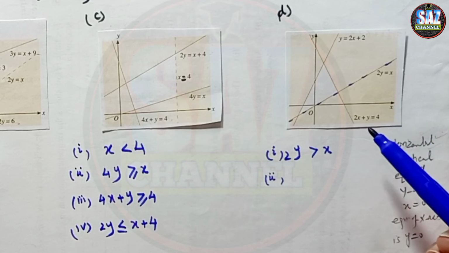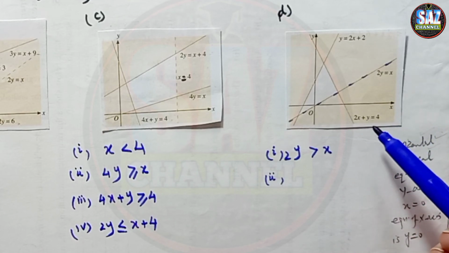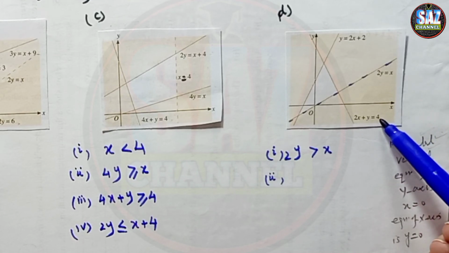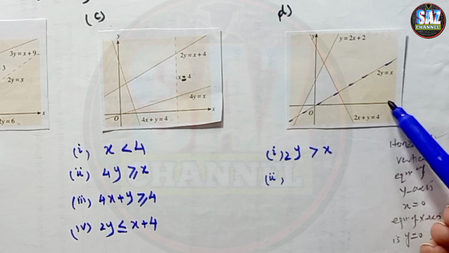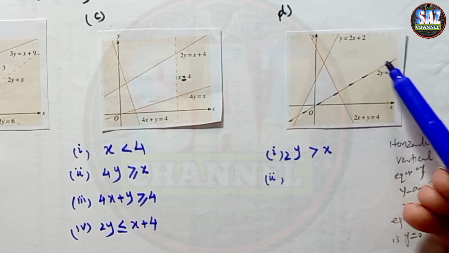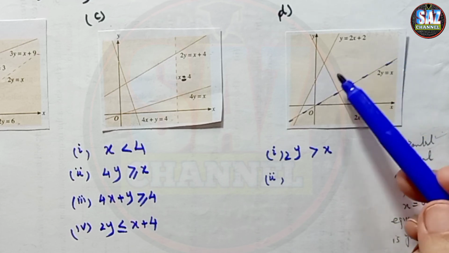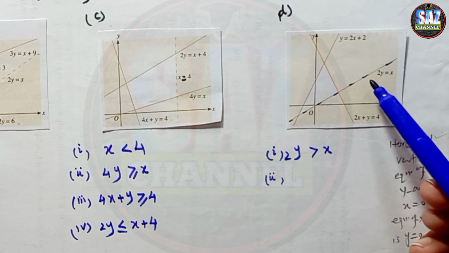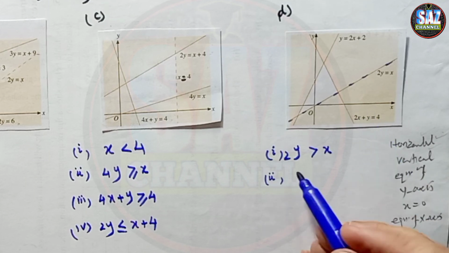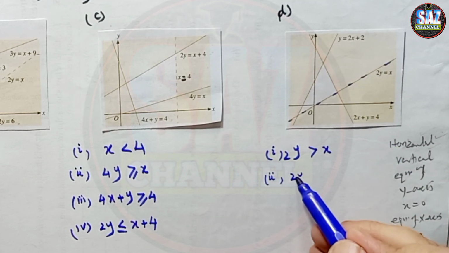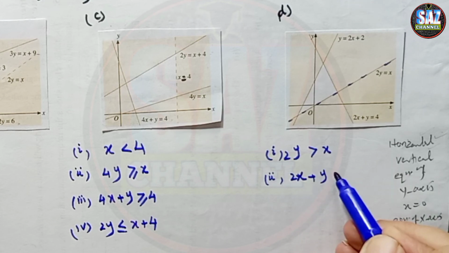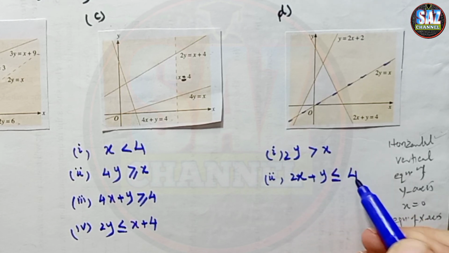Coming to the second line, that is 2x plus y equals 4. Again observe, the shading is above this line. So the inequality that will define the unshaded region is 2x plus y is less than or equal to 4.